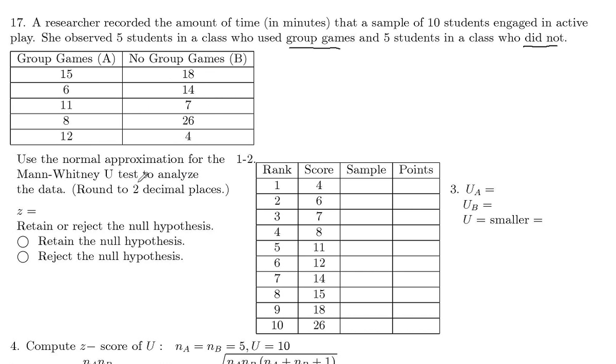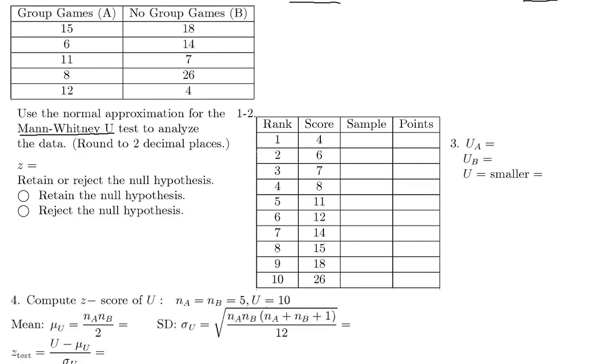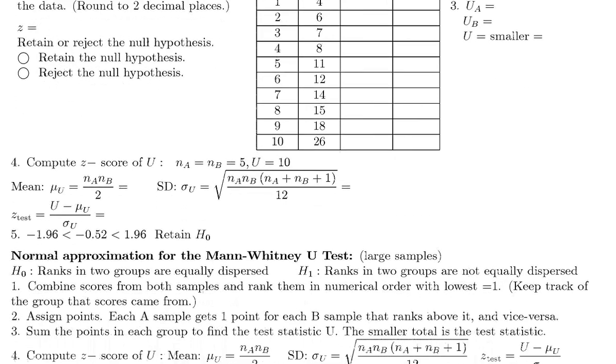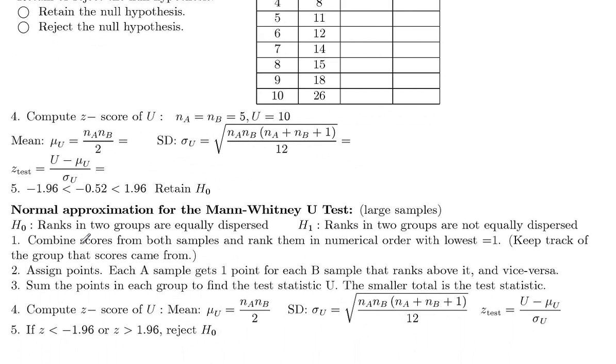They ask us, use the normal approximation for the Mann-Whitney U test to analyze the data. Need a z-score and then hypothesis decision here. So here are the steps of the normal approximation. First of all, your null hypothesis is that the ranks in the groups are equally dispersed, and your alternative is the ranks in the groups are not equally dispersed. So it's essentially saying the groups are the same, the groups are different. But it's looking at ranks instead of the actual data.